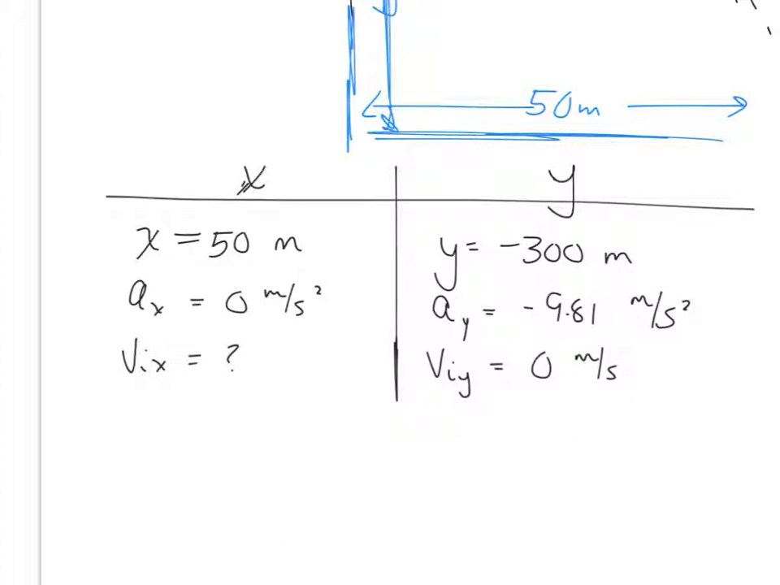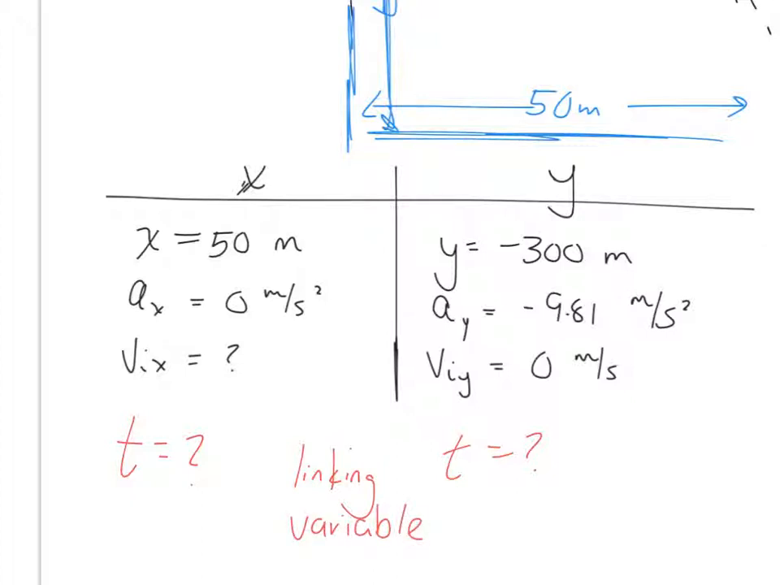Time. The time it takes for this object to fall is the same in both directions. If I throw this object off here, the time it takes from when it leaves to when it hits the ground, if I find the time in the x and I find the time in the y, it's the same thing. Time is time. You can't break up time into components. So let's write this down. Time is unknown, but since it's on both sides, we can call this our linking variable.